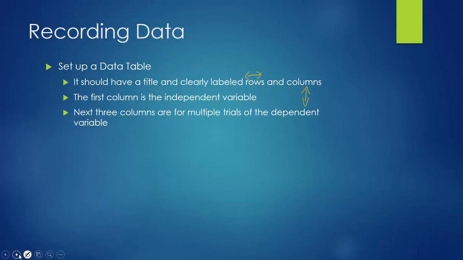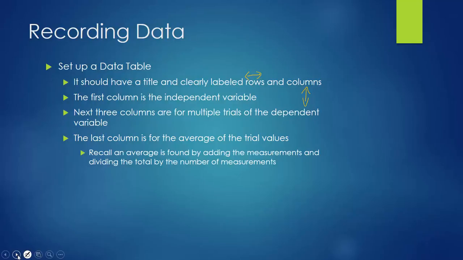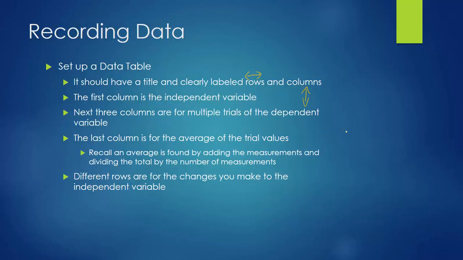The next 3 or 4 or 5, however many you have, are for the dependent variable, and we have multiple columns for those because we're going to make that measurement multiple times because we want to reduce any errors that we have when we're measuring. We want to make sure we're doing a good job. And then we can use another column to average up all our trials. Remember, when you take an average, you just add up every measurement you have, divide by the total measurements. That's your average. And then we have rows for the changes to our independent variable. So if we had an independent variable, say of length, we could, well, let's actually go ahead and look at an example in a minute.